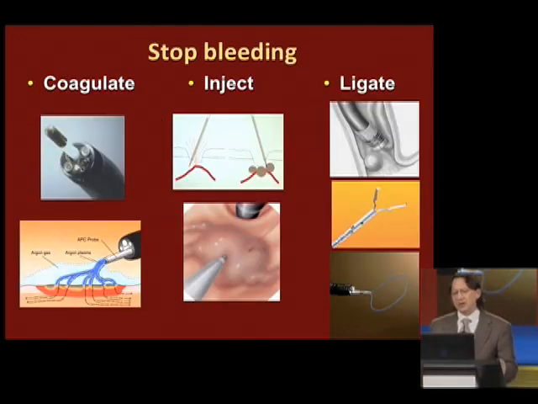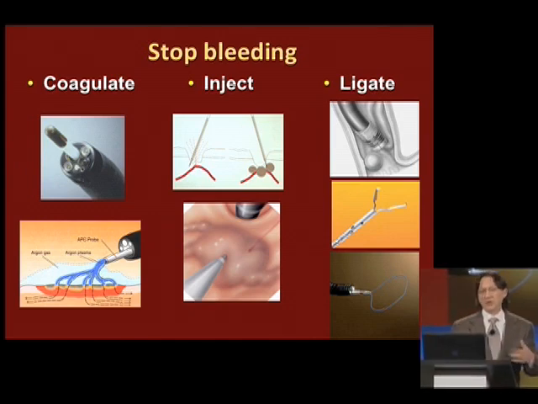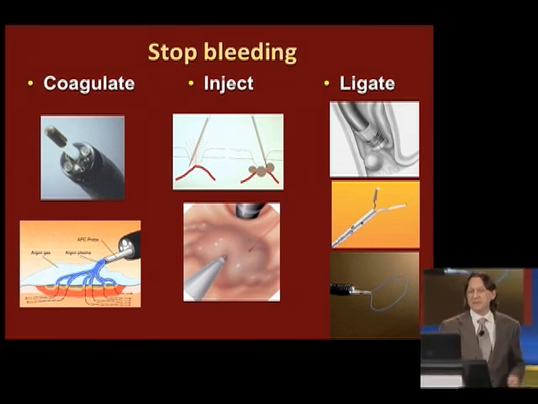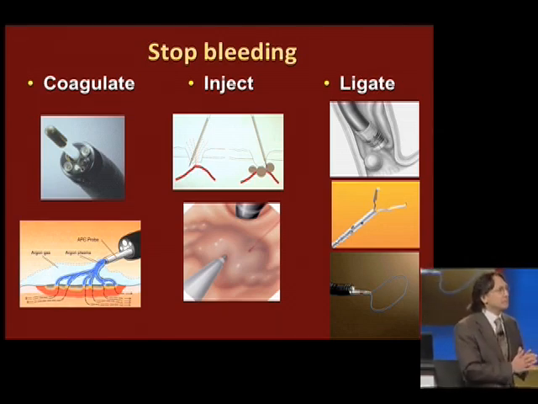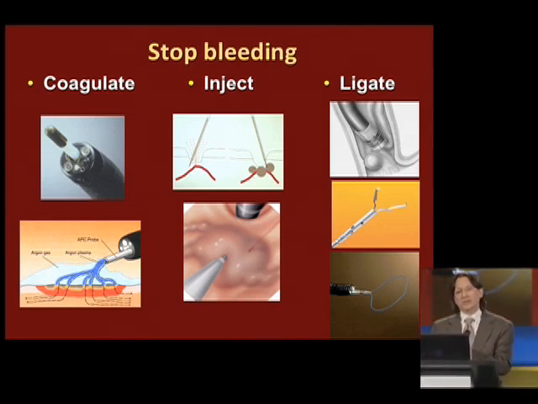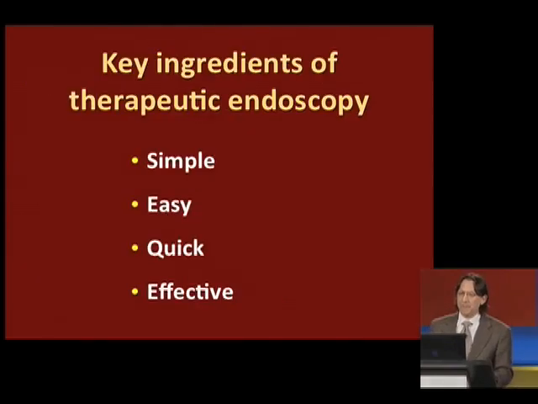Stopping bleeding. We can coagulate using various thermal modalities. They can be contact and they can be non-contact. We can inject. It can be non-variceal bleeding, like an ulcer. It can be variceal bleeding. And this has been a very exciting area of development. Manual or mechanical methods of hemostasis. We can ligate using bands, clips, and loops.